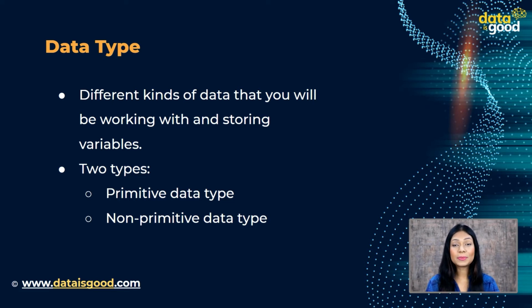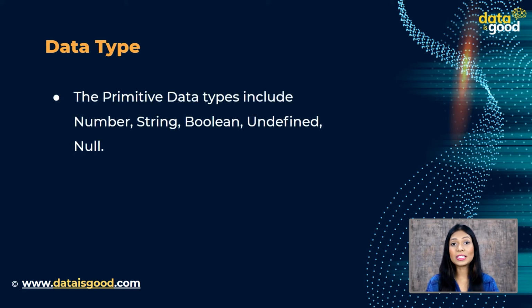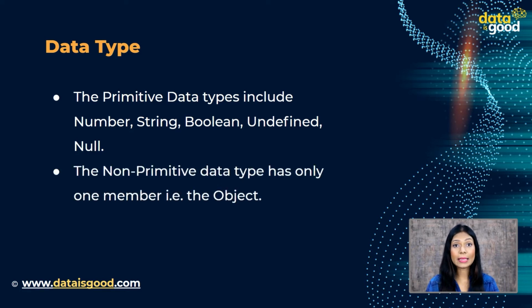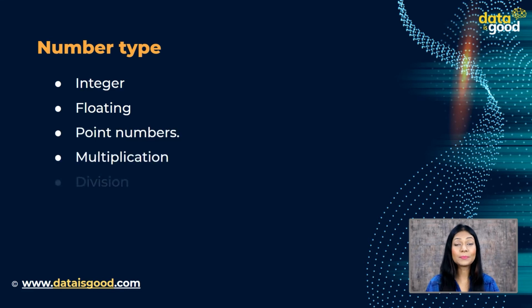The above data types in JavaScript are divided into two broad categories: primitive and non-primitive. The primitive data types in JavaScript include number, string, boolean, undefined, null. The non-primitive data type has only one member, that is the object. Primitive and non-primitive subtypes. JavaScript number data type. The number type represents both integer and floating point numbers. Now, there are many operations for numbers, for example multiplication, division, addition, subtraction, and so on.